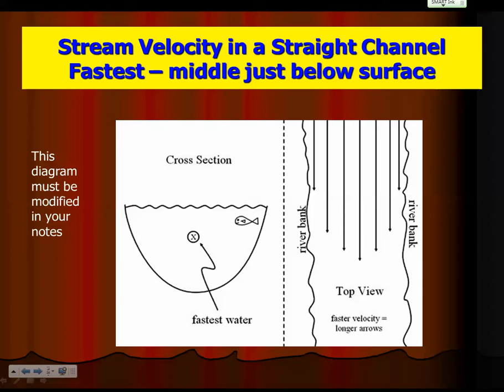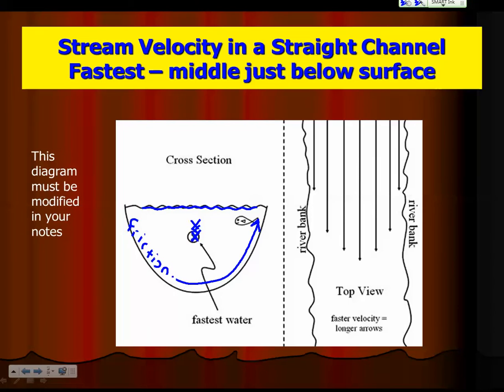All right, what we're looking at here, stream velocity in a straight channel. We already learned this before with glaciers, but the fastest movement is in the middle, just below the surface. So in this diagram here, you can see where the letter X is located. That is the fastest flow. The reason why it's slow over here has to do with friction with the surface, the stream bed. So there's friction all along this part. There's a little bit of air friction perhaps up here. So the fastest flow is somewhere in this area.